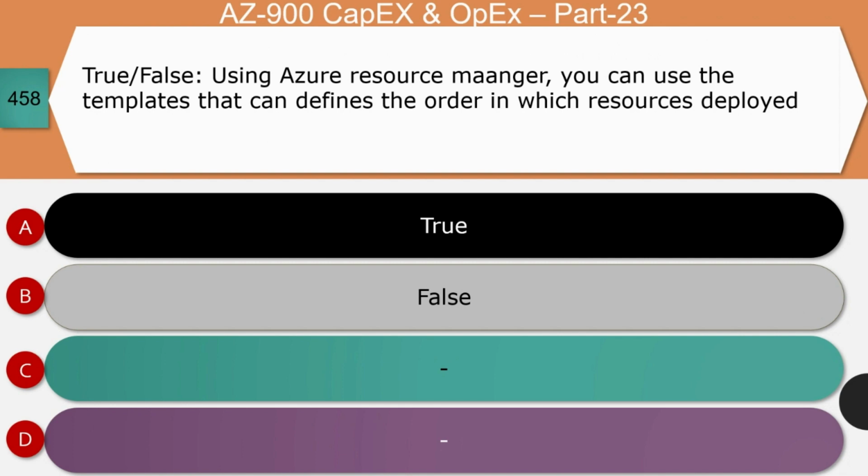Next question, true or false? Using Azure Resource Manager, you can use the templates that can define the order in which the resources can be deployed. Is it true or false? The right answer for this question is true. Let's see the reason. Template uses JSON file format, and when you define resources using this format and execute the template, the resources will be created in the same order in which it is defined in the JSON file format. And so the option A is the correct answer.